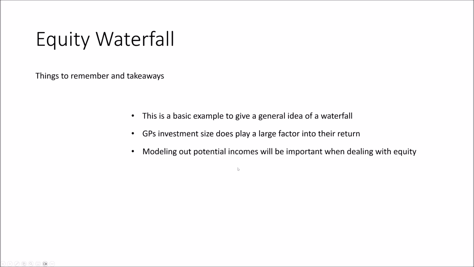Another thing is modeling out potential income will be important when dealing with equity or potential outcomes. If we're going down the path of equity with clients, we'll definitely need to be modeling this out as to this is what this could look like in these scenarios. And that's probably another time we need to make sure we've got a calculator on hand. There's spreadsheets out there. Obviously, we can build one ourselves too, if we don't have one already, to model this stuff, because there's a lot of moving parts, and we want to be able to show our clients potentially this is what could come from this.